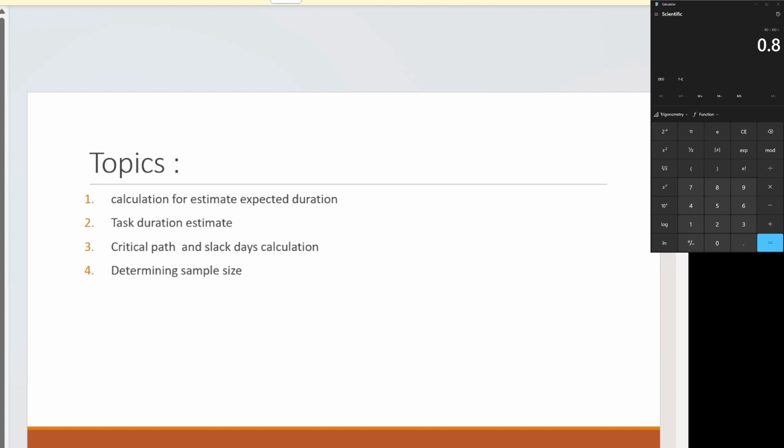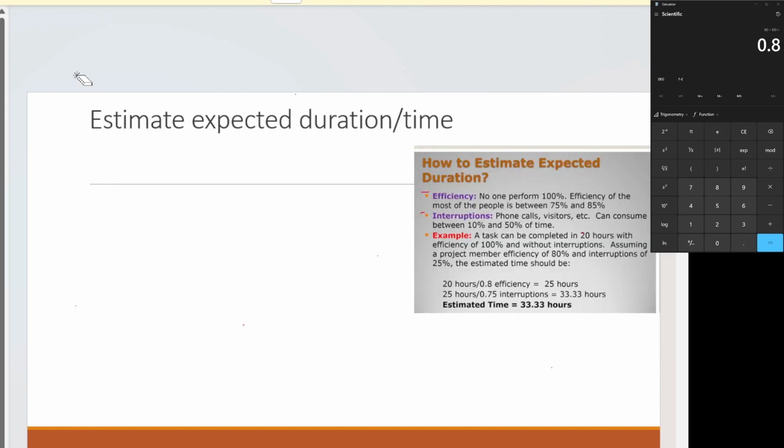So let's look at the first question first, which is how to estimate or calculate expected time or duration while looking at efficiency and interruptions. First, you're supposed to read the questions very carefully and read the scenarios. Efficiency is basically how well you can perform a task, and interruptions are how much you're disturbed while doing that task. So let's look at the question.